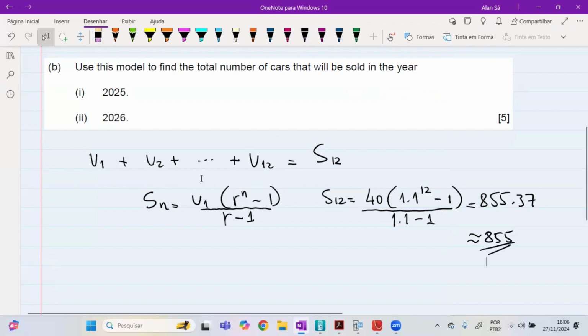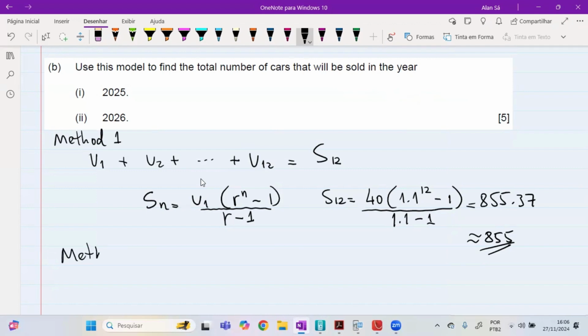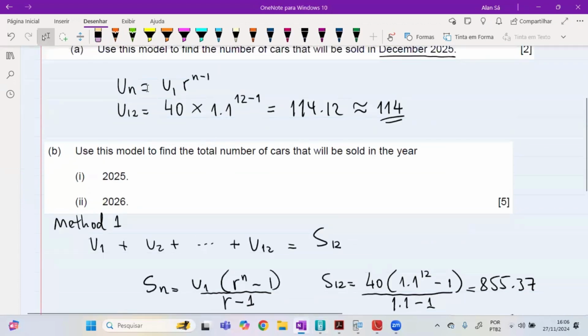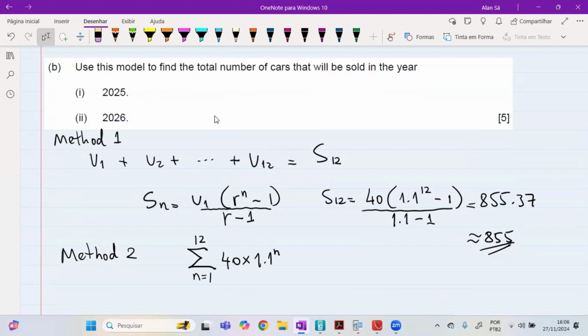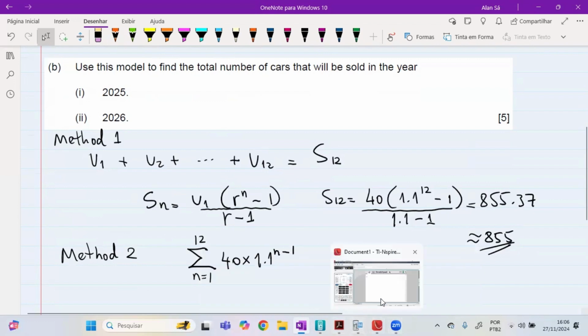Alternatively, without using the formula, we can use sigma notation. Let's call the method that I just used method 1. Method 2 could be, rather than using the formula, to use sigma notation using the general term of the sequence. So we could use the sum of all the terms in the sequence, starting at n equals 1 up to 12, of U1, which is 40, times 1.1 to the power of n minus 1. In this case, the advantage is that you do not need the formula.